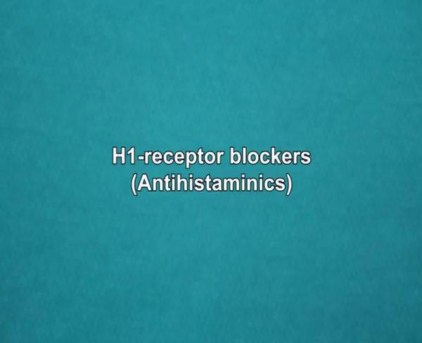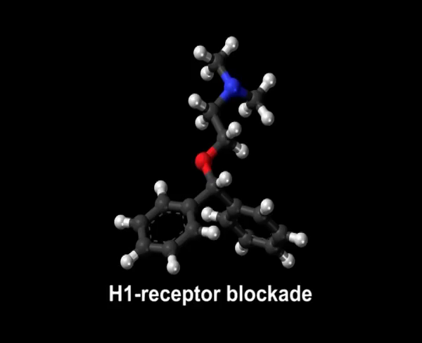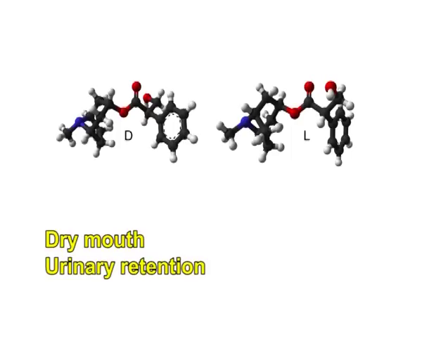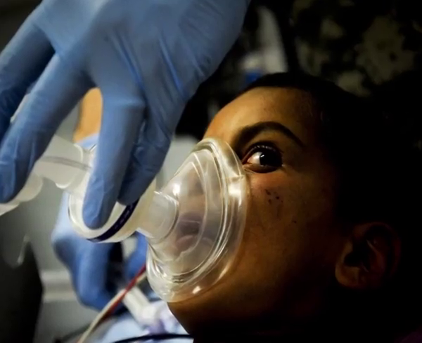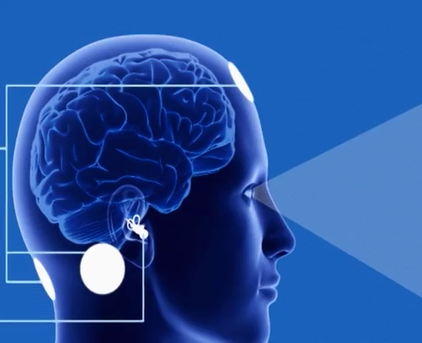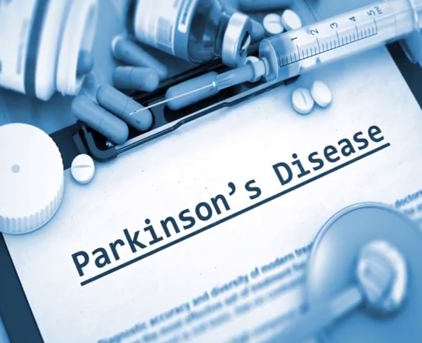Now we are discussing H1 receptor blockers, also known as antihistaminics. We come to the mechanism of action first. They are competitive antagonists of H1 receptors. For the pharmacological effect, in H1 receptor blockade they block histamine effects on smooth muscles and blood vessels. Atropine-like actions such as dry mouth and urinary retention, and you can also feel tachycardia as a side effect. First generation drugs produce sedation and hypnosis. Second generation drugs have little or no sedative action. Antiemetic action, motion sickness and antihypertensive effect can also be seen with these drugs.